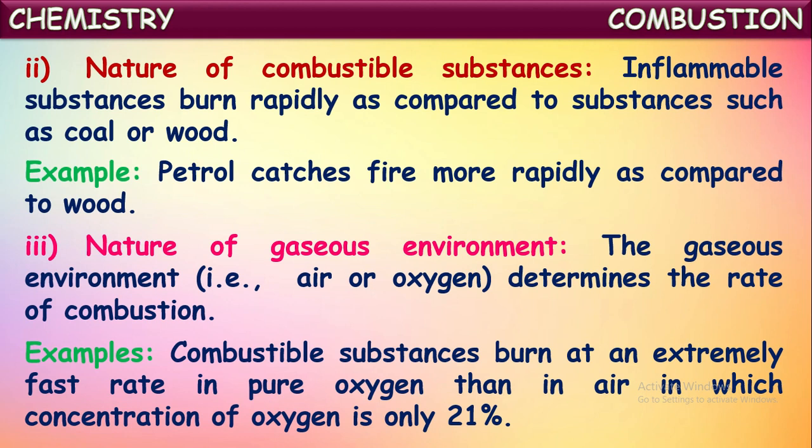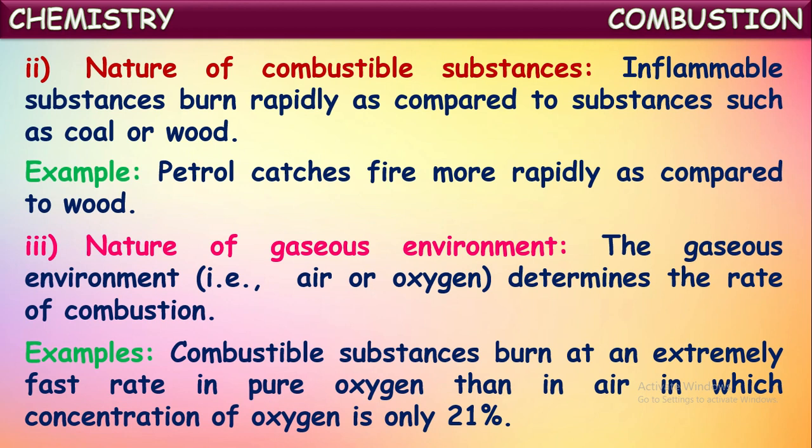Okay, if you take two pieces of the same combustible material and make them catch fire in two different atmospheres, one containing normal atmospheric air and the other pure oxygen, the sample kept in pure oxygen catches fire easily and burns at a very fast rate, because pure oxygen is a complete supporter of combustion. So that substance will combust at a faster rate.